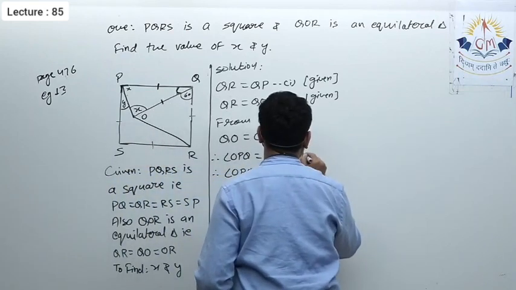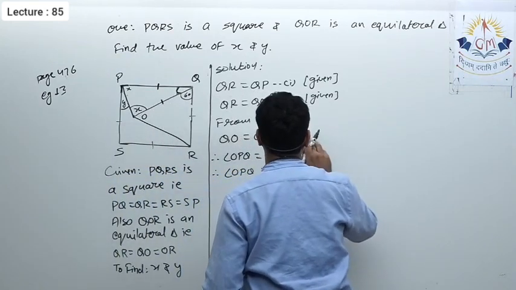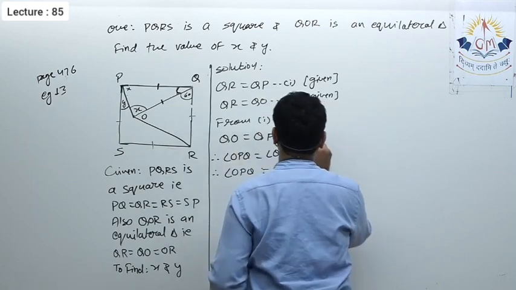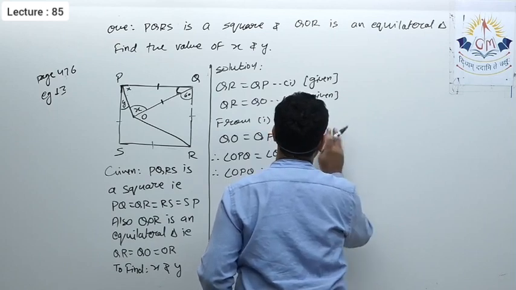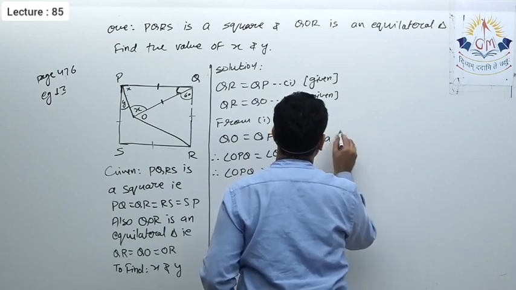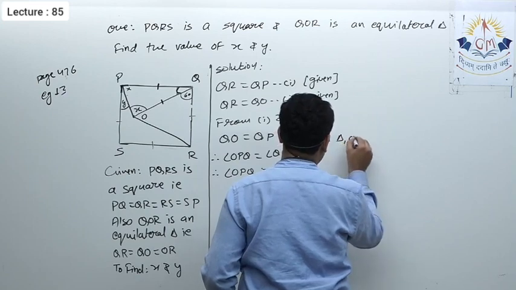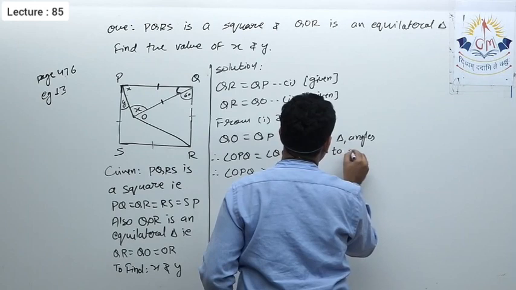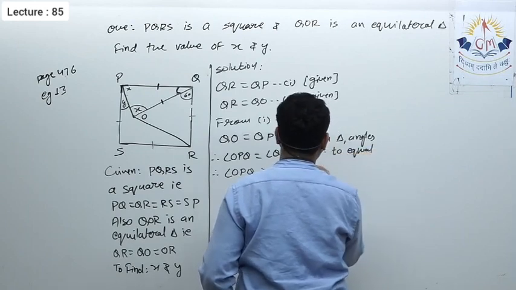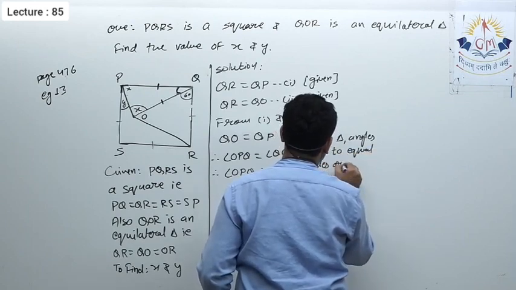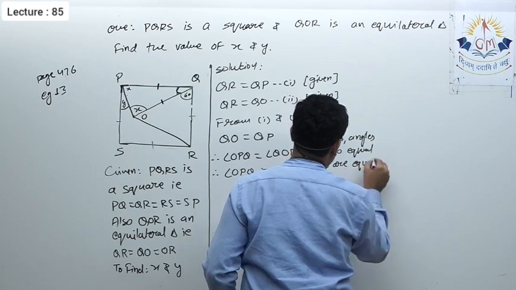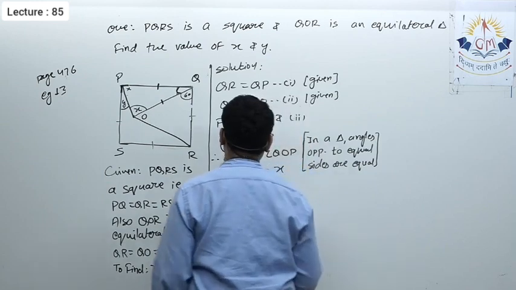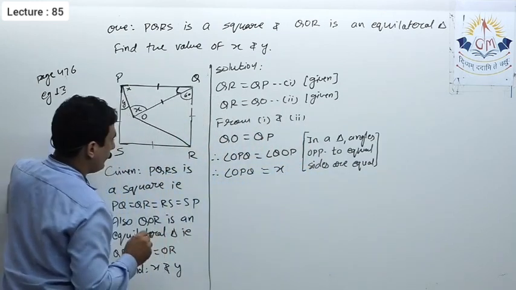Here the reason: in a triangle, angles opposite two equal sides are equal. So angle OPQ equal to x. Here we got angle OPQ as x.